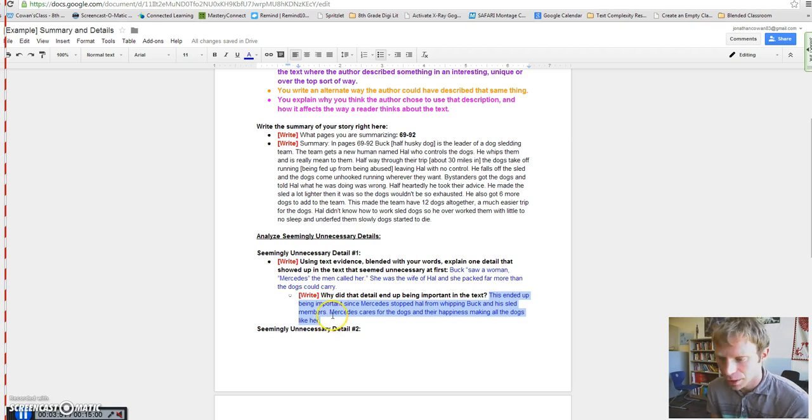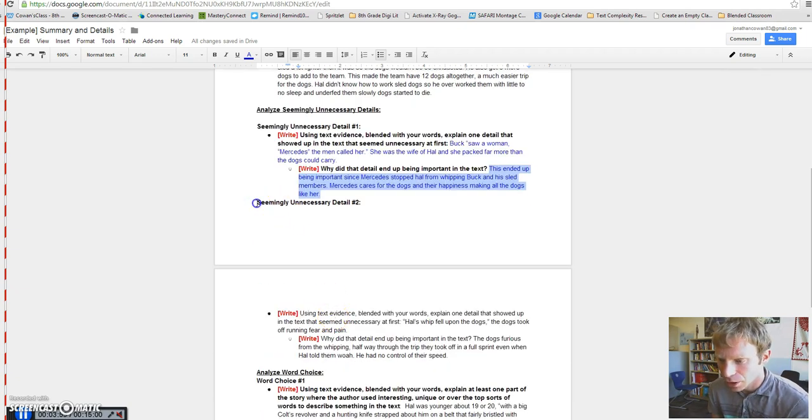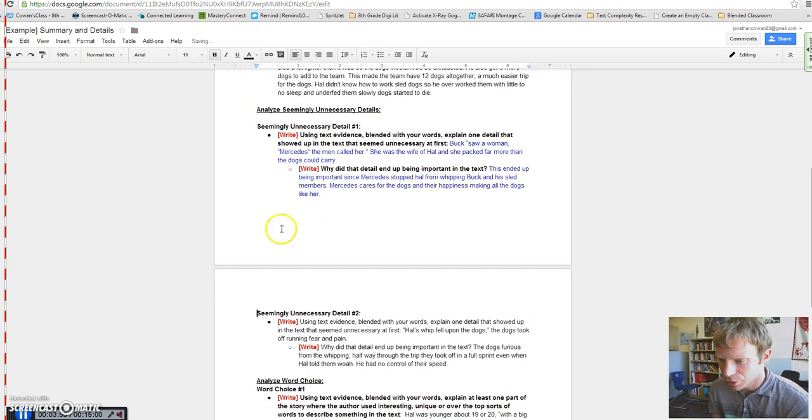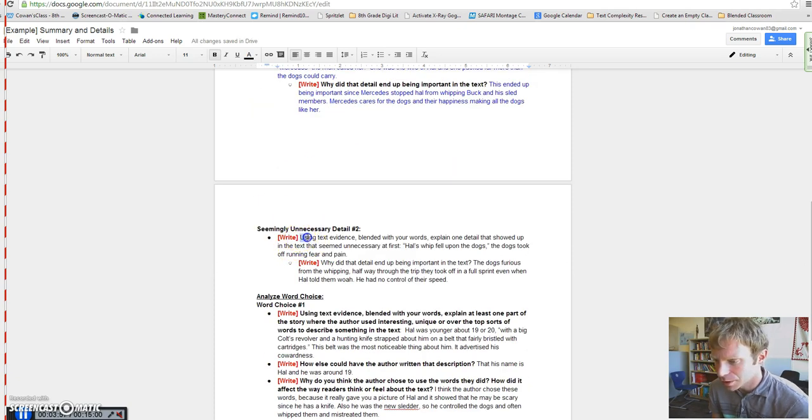Well, because she came into play later on in the story. So, seemingly unnecessary detail number 2 says, using text evidence blended with your words, explain one detail that didn't seem important at first. And they said, Hal's whip fell upon the dogs. The dogs took off running in fear and pain.